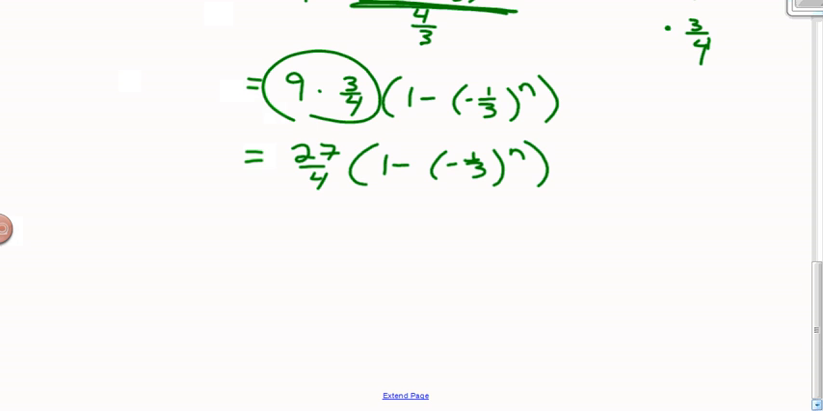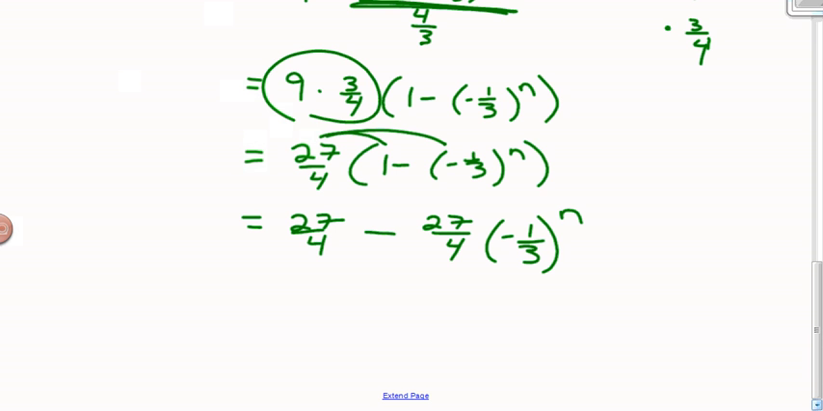And then lastly, this isn't factored. It's kind of in factored form, but it's not factored because there are fractions. Factors have integers. So I can then distribute this through. So I get 27/4 minus 27/4 times negative 1/3, and that all goes to the n. This is my formula for s sub n.